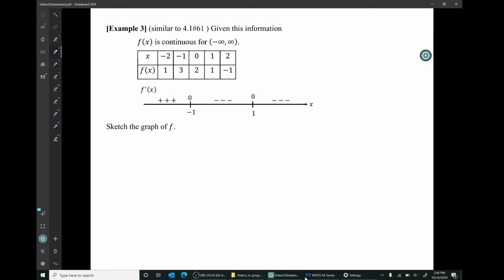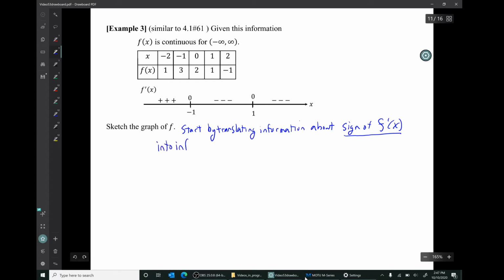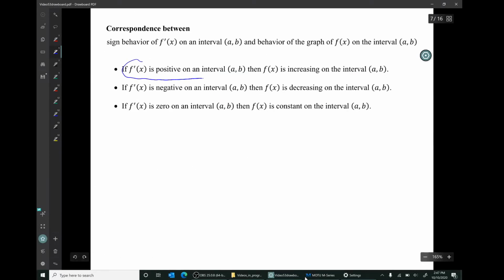Well, I find it helpful to translate information about f prime into information about f. So we're going to translate the information about f prime, which is information about the sign of f prime. So how do we translate that? Well, we're going to translate it into information about the increasing, decreasing behavior of f. So let's go back up and review our correspondences. If f prime is known to be positive on an interval, then that tells us that f is increasing on that interval. And if f prime is known to be negative on an interval, then f is decreasing on an interval.